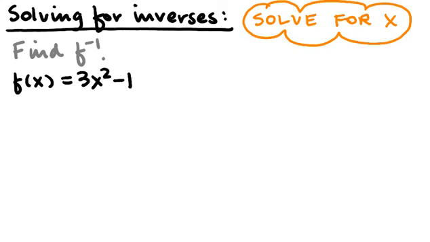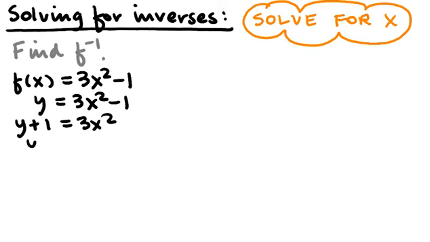Okay, here is one where we will have to concern ourselves with the plus minus. We're going to say that y is 3x squared minus 1. So I'm going to try to get at x by isolating it. So y plus 1 is 3x squared, meaning y plus 1 divided by 3 is x squared. And then I'm going to take the square root of both sides of the equation. And that's where I have to remember the plus minus.